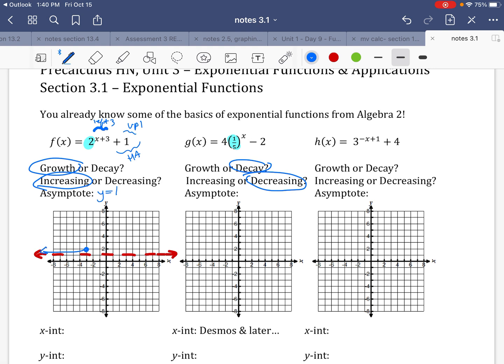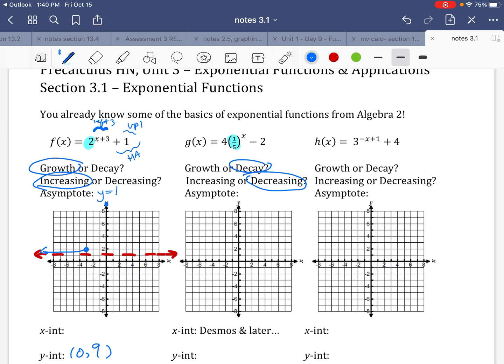Now before I draw the other side, let's go ahead and figure out the y-intercept. The y-intercept is when x equals 0. All right? So if I put a 0 in for my x right here, I would have 2 to the 3rd plus 1. Well, 2 to the 3rd is 8. 8 plus 1 is 9.